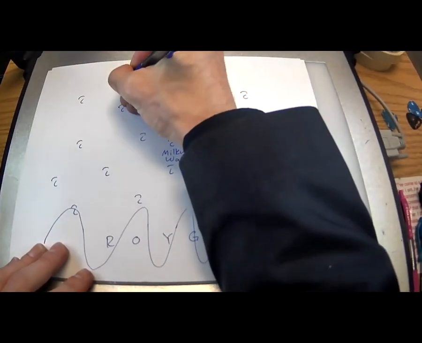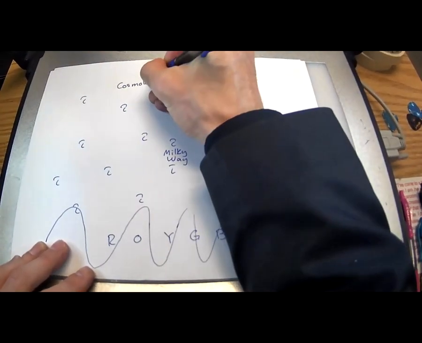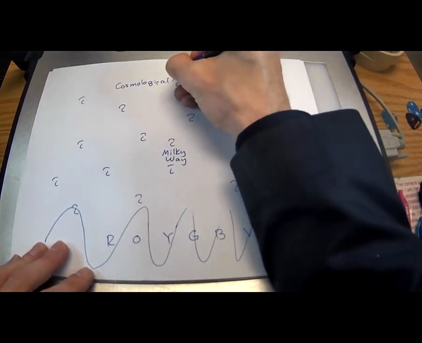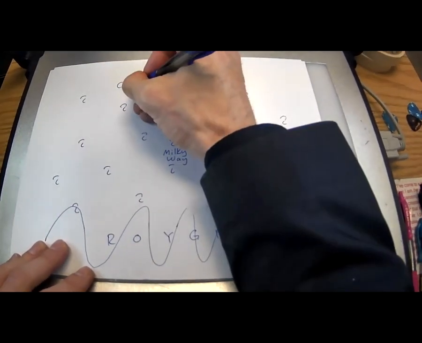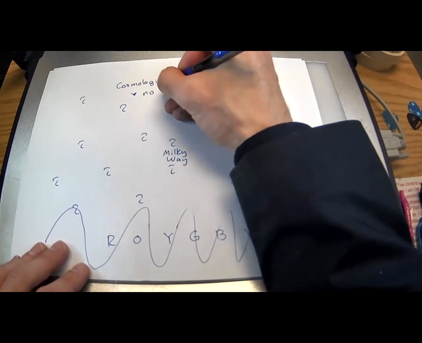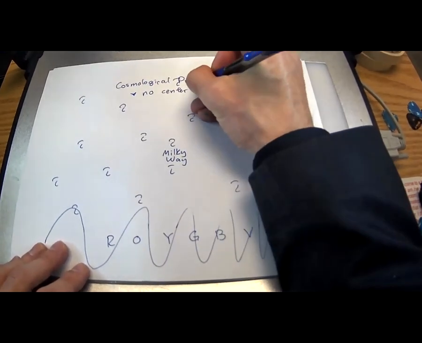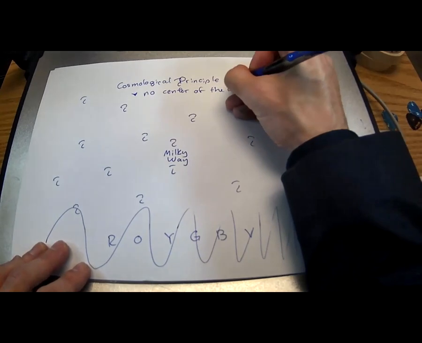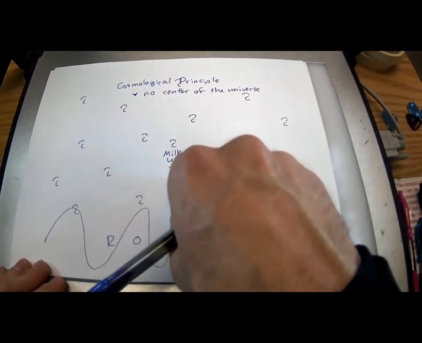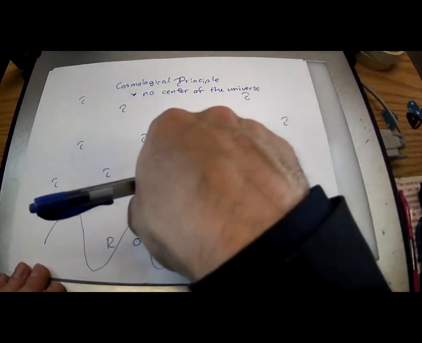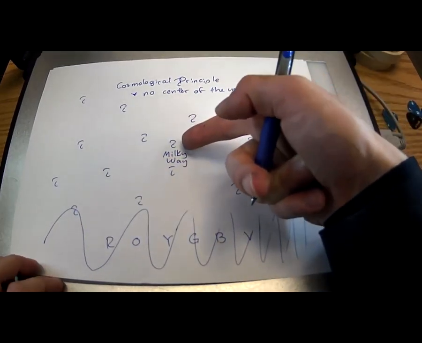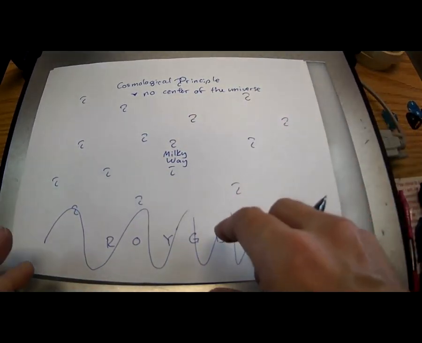This is where the cosmological principle kicks in. One thing the cosmological principle says is that you could either say there is no center of the universe, or, if you like to think of it a different way, you could say that the center could be anywhere. You could be standing on any one of these galaxies, and from your perspective, including us, the Milky Way, all other galaxies are moving away from you.